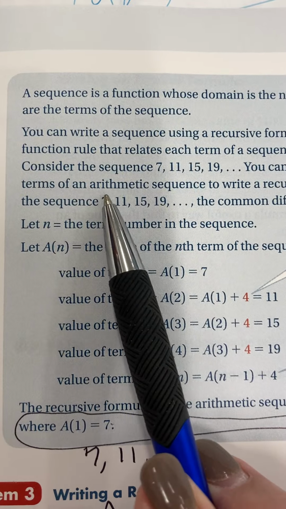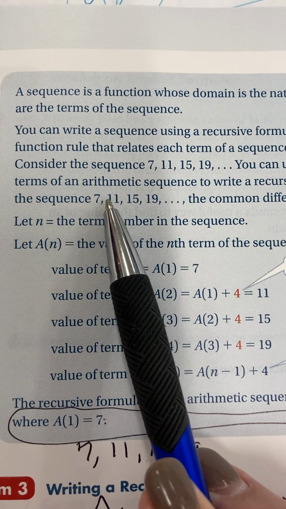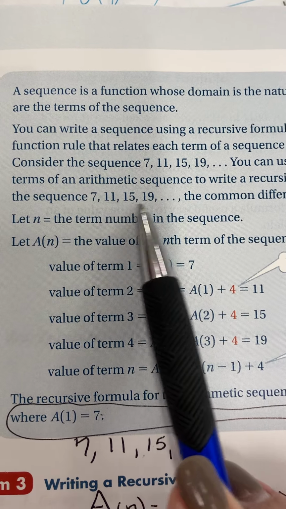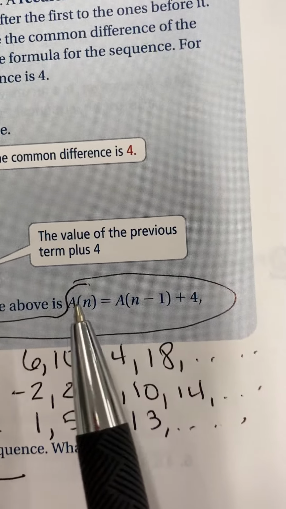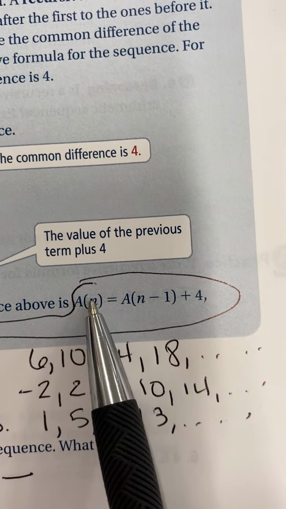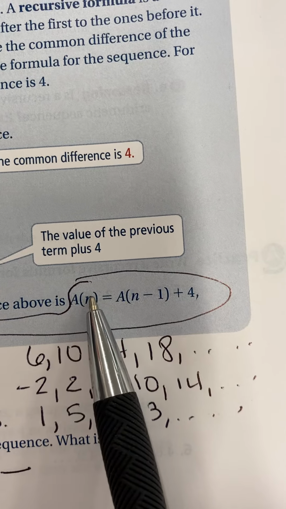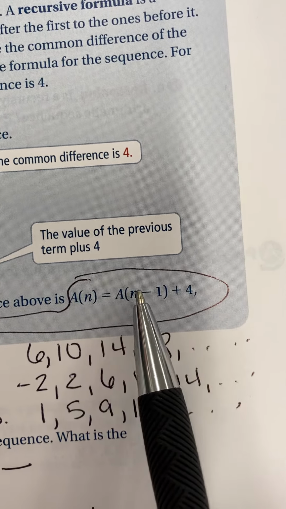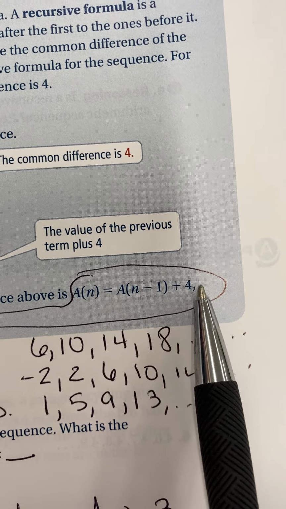So here's your sequence. If you look, it is an arithmetic sequence. You're adding 4, you're adding 4, you're adding 4. All right, so here's the recursive formula based off of that sequence. The A sub n, A of n, is the term you're looking for. So if I wanted the 10th term, so A of 10, you would take the term before, which is 10 minus 1, so the 9th term, and you would add 4 to it.